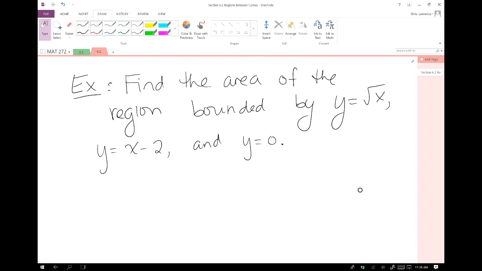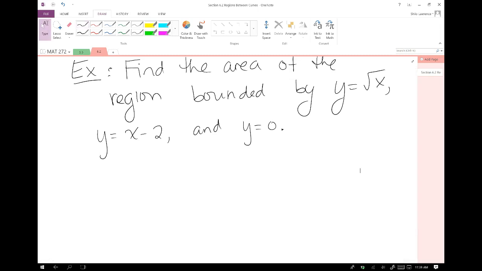Usually when you have 3 boundaries, you're going to have kind of a triangular shape. This isn't going to be exactly a triangle, even though y equals x minus 2 is a straight line, y equals 0 is a straight line. Y equals square root x is not a straight line, it's a curve. So it's going to be kind of triangular, except one of the sides is going to be a little bit curvy. So just like with the last one, we have to start with a graph to see where these functions are located. Again, we were not given an interval to integrate over. We just want to know all the area that's inside of these 3 functions. So we have to know what this region looks like. So you always start with a graph.